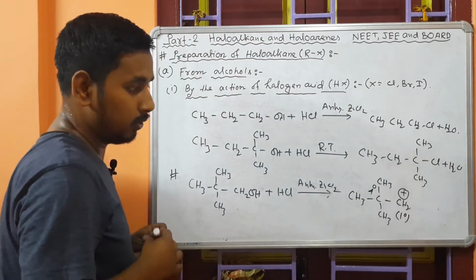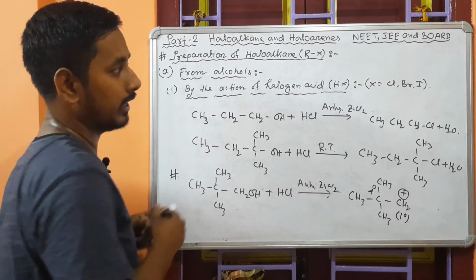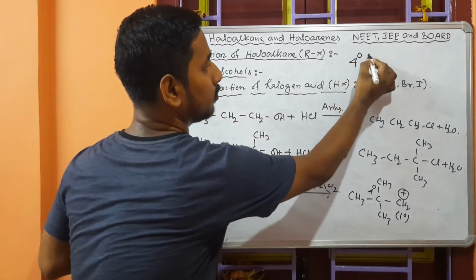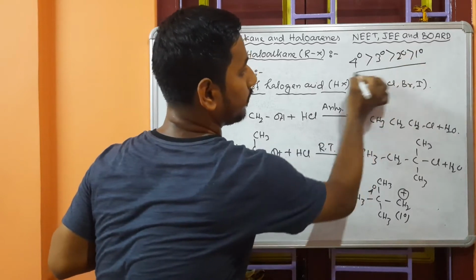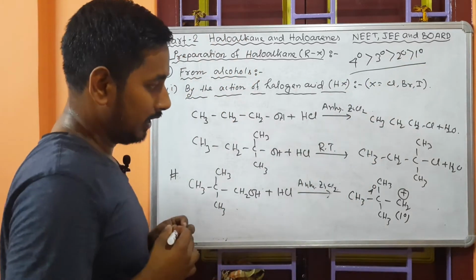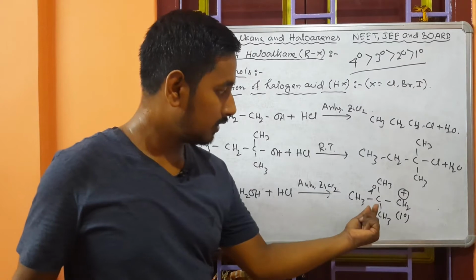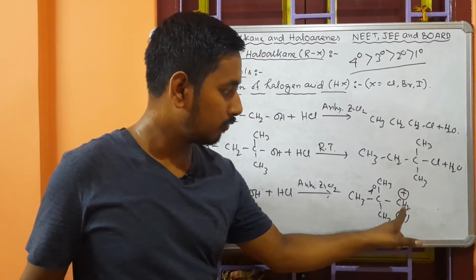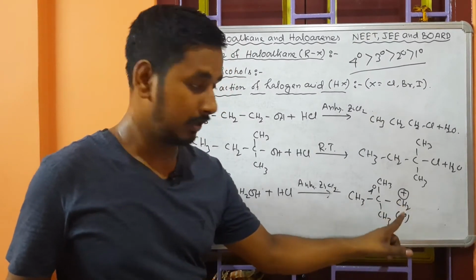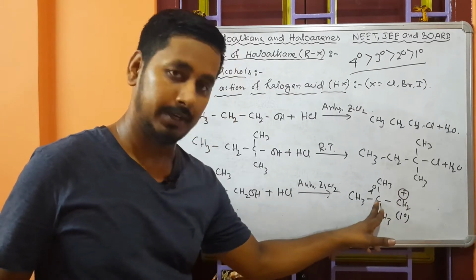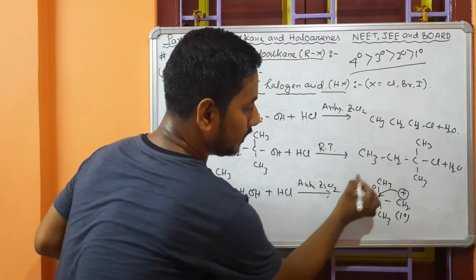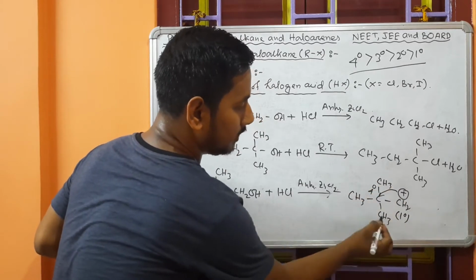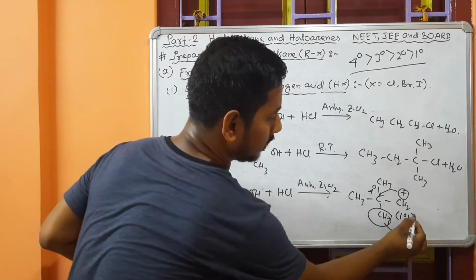So we know that for carbocations, the 4 degree one is the most stable, then 3 degree, then 2 degree, then 1 degree. We know this from class 11. As this one is the most stable, when the carbocation forms on this carbon atom, it immediately comes here, and from here any one of these CH3 methyl groups goes here.